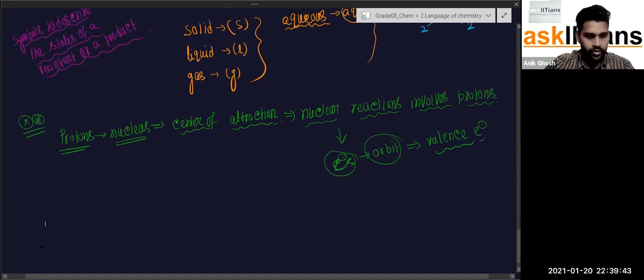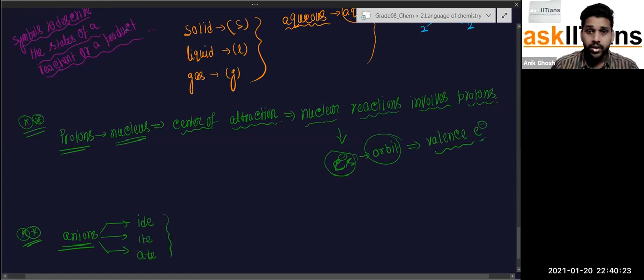And what else can we say about this? Last thing. Okay, this is the last part. Just remember one thing: the anions have some names. If I try to categorize them, anions are mainly having three types of names. One is ide, another is ite, and another is ate. Chloride, bromide, iodide, all these contain these names. Just remember one thing.